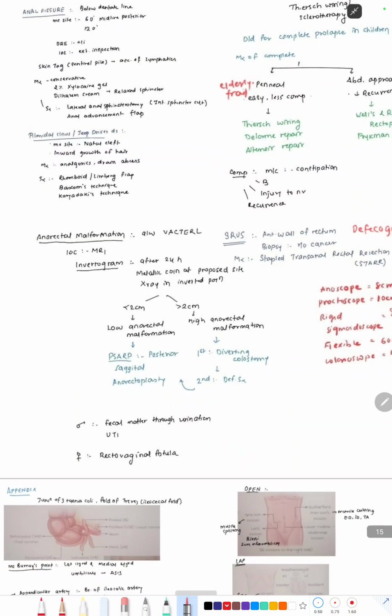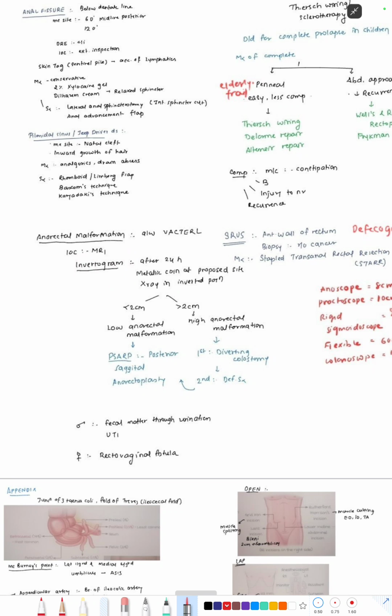Anorectal malformation is associated with VACTERL syndrome. Investigation of choice is the MRI. Invertogram: after 24 hours, a metallic coin is placed at the proposed site of the rectum and an X-ray is taken in inverted position. If it is less than 2 centimeters, then it's a low anorectal malformation. If it is more than 2 centimeters, it's a high anorectal malformation.